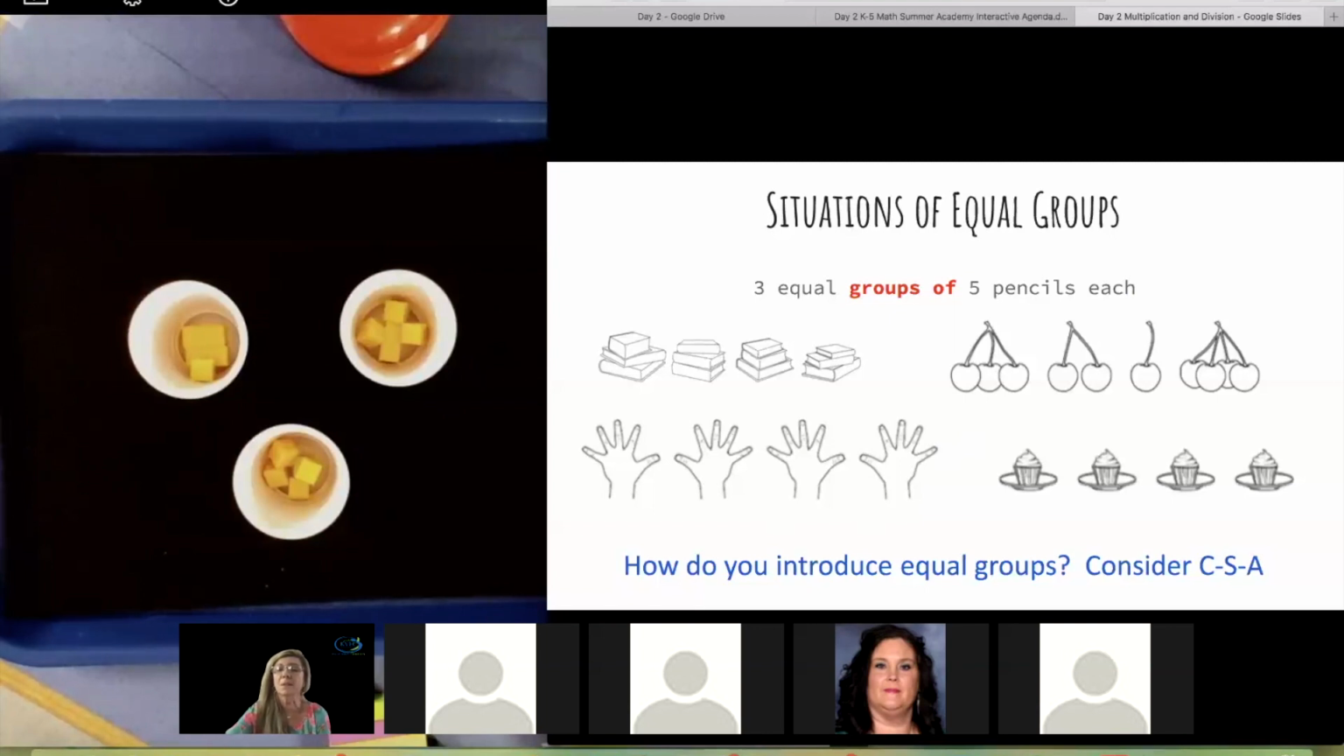What about this? Is this an equal group? Yes. I mean, 1 can be a group. So this one we would say 4 equal groups of 1. And of course you can see how we could model that. We could actually use the tool, and then we actually could draw that as well. We could do that semi-concrete.